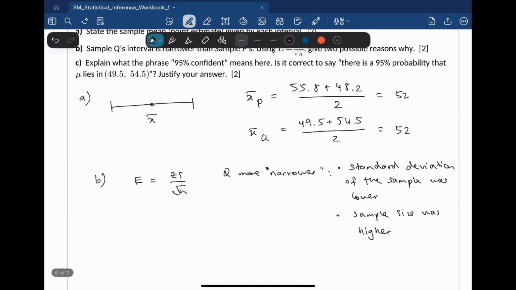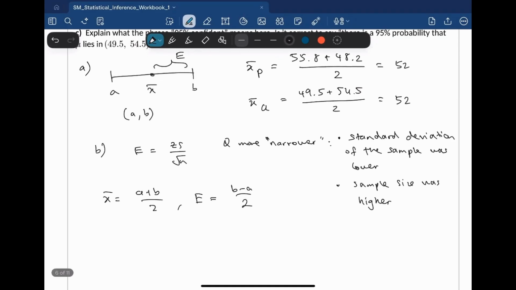Also an important thing to know is that if you have a confidence interval AB, then your mean is just the average of those 2 points, and the error is just b minus a divided by 2, since error is just half the width. Sometimes they tell you what the width is, so you have to be careful. To find the error, you just divide that by 2.